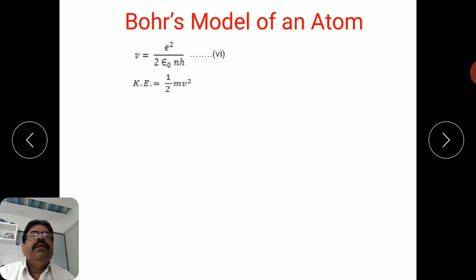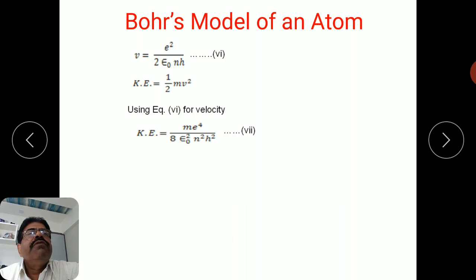Now from this equation of velocity, you can write the equation for the kinetic energy of the electron, because we are going to define the energy states of the electron from its position, that means in the different orbits. Kinetic energy of the electron is equal to 1/2 mv square, and if you substitute the velocity here, v square, what you get is kinetic energy equal to m e raised to 4 upon 8 epsilon 0 square n square h square. So this is the equation for kinetic energy.